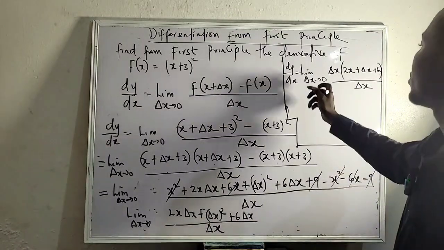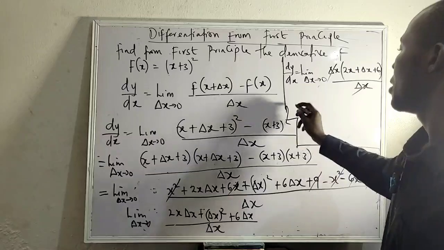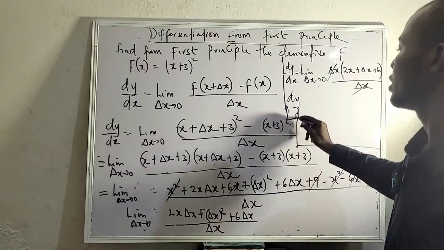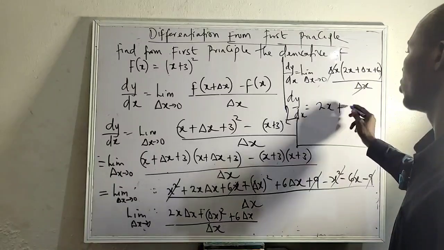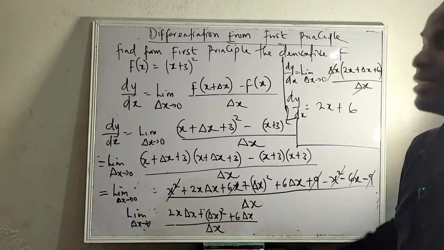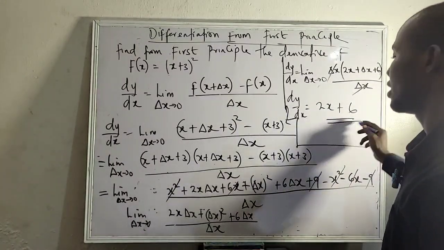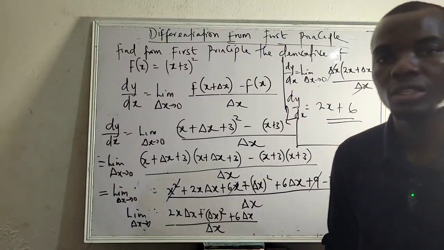And so the change in x will cancel with the one in the denominator, and by the time we take the limit of that, it will be equal to 2x plus 6. And there is our final answer for this particular work. All right.